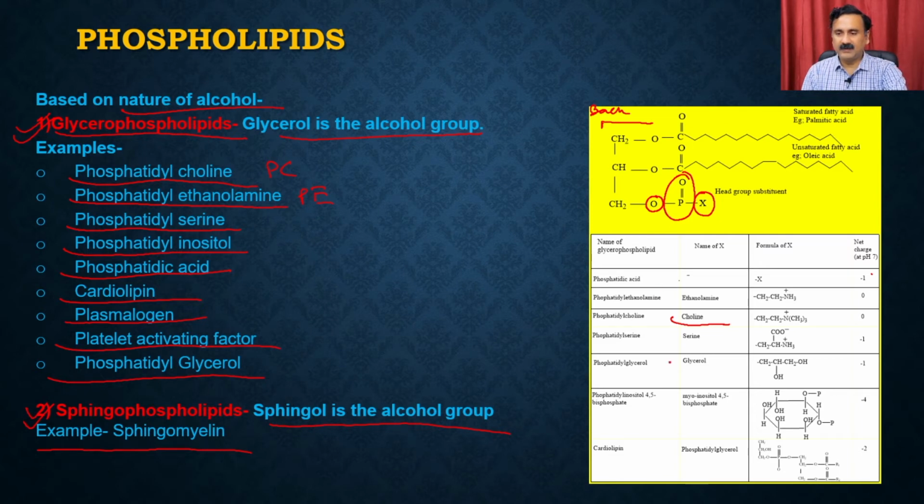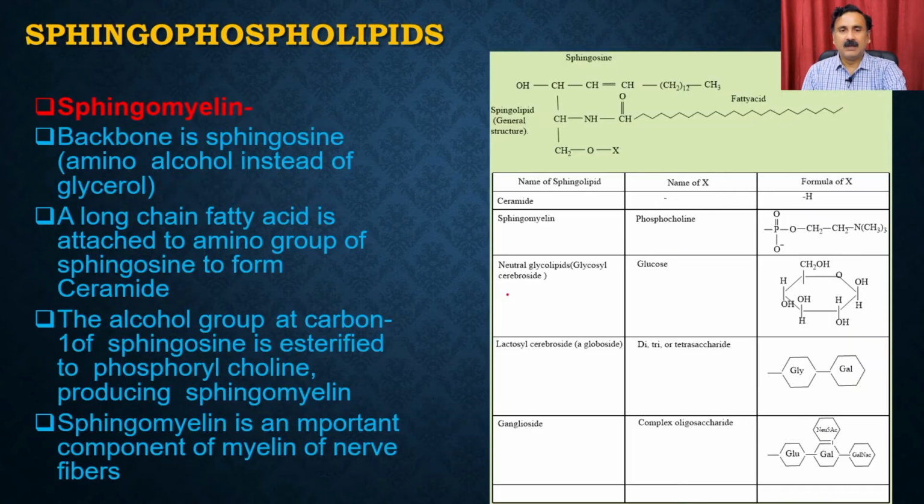So these are the different types of lipid molecules that are present. You can have different types of functional group, the X, and that's how you can have the different types of phospholipids. Then we have the sphingophospholipids. One of the classical examples is sphingomyelin.